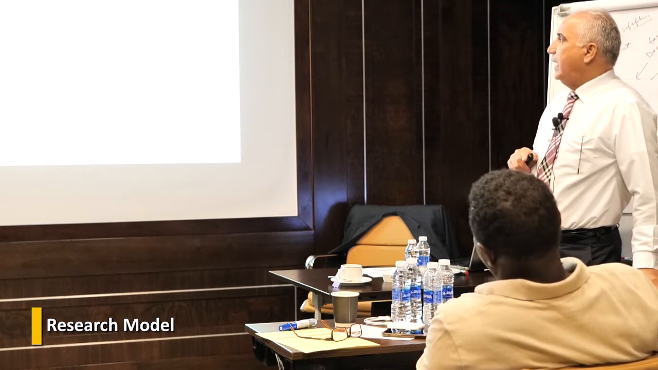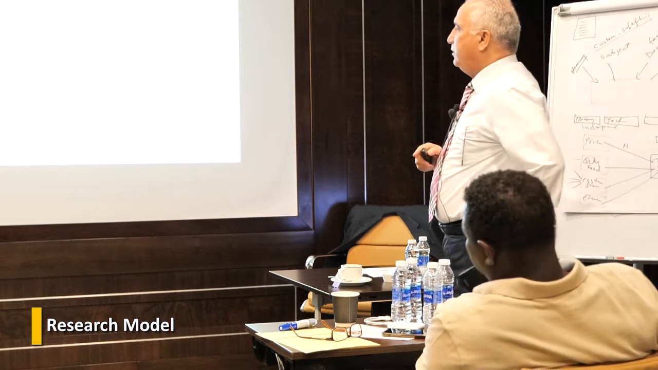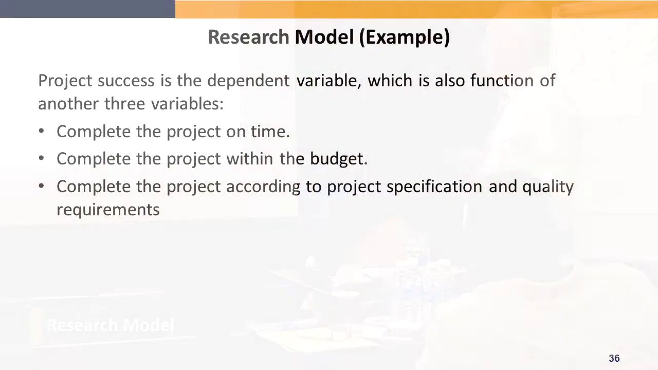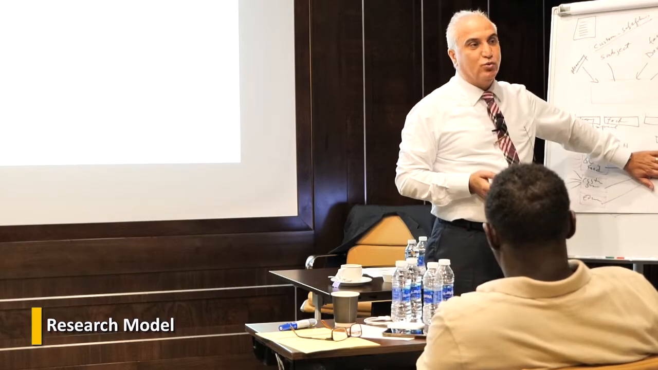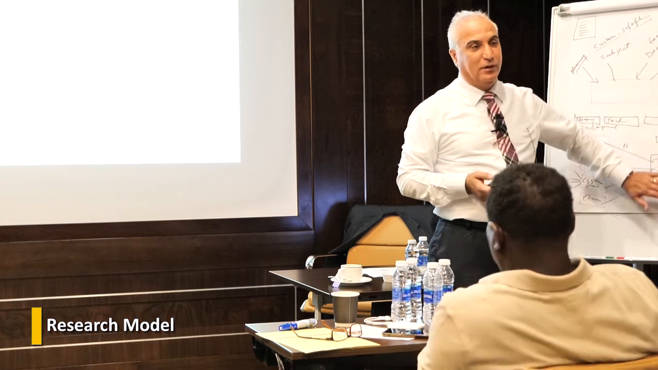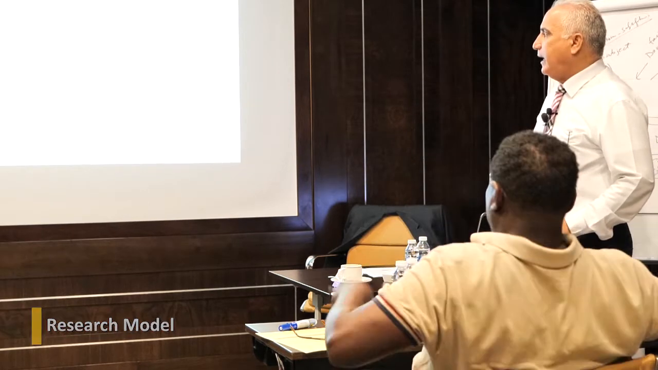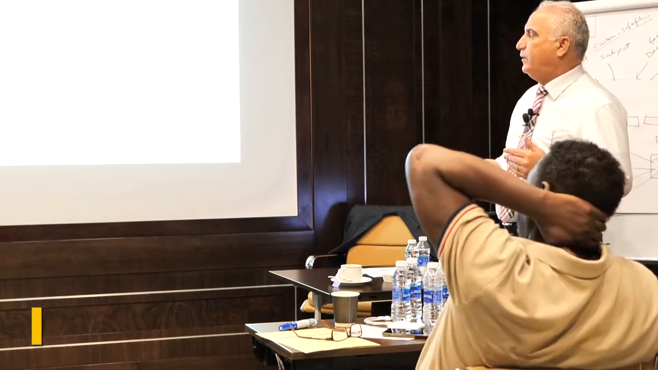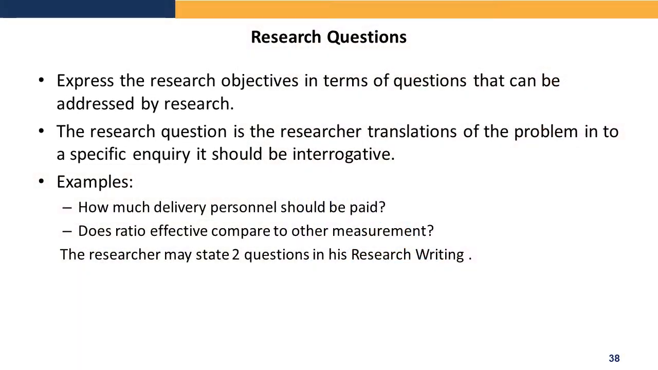Yes. Now we go into what we call a model. It's a complete model. A project's success depends on the dependent variable, which is what? This one. This is what you're looking for. This is your outcome. And again, what you look for is a question. How much should delivery personnel be paid? What is the ratio for it?